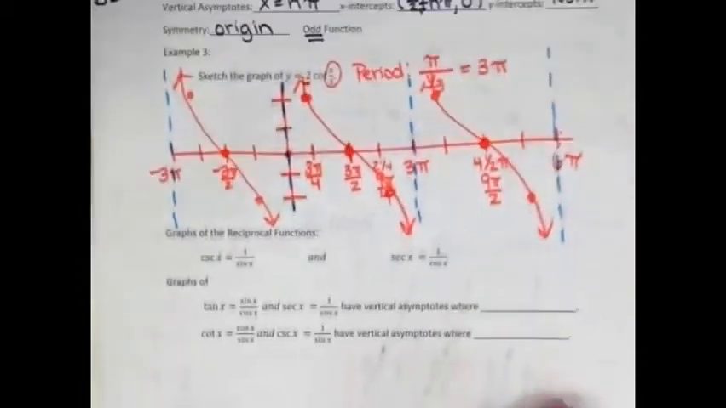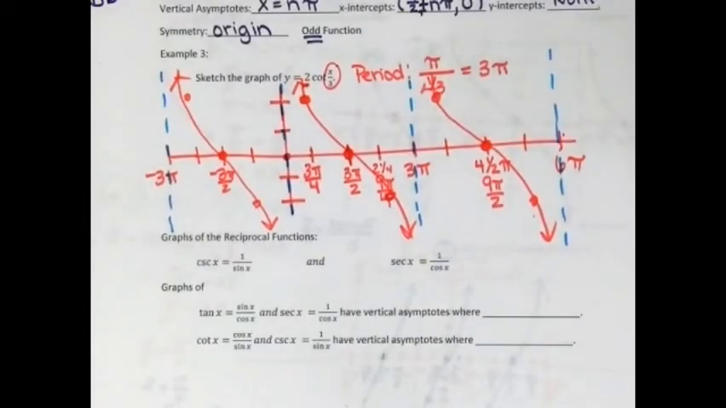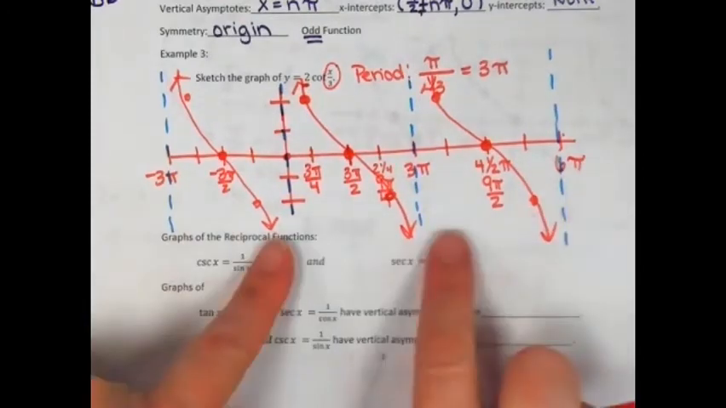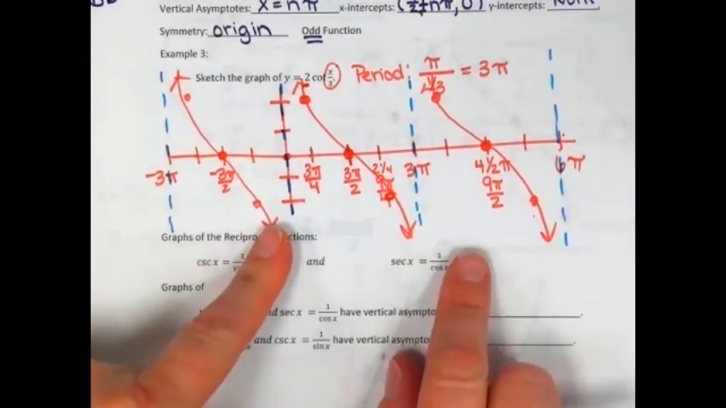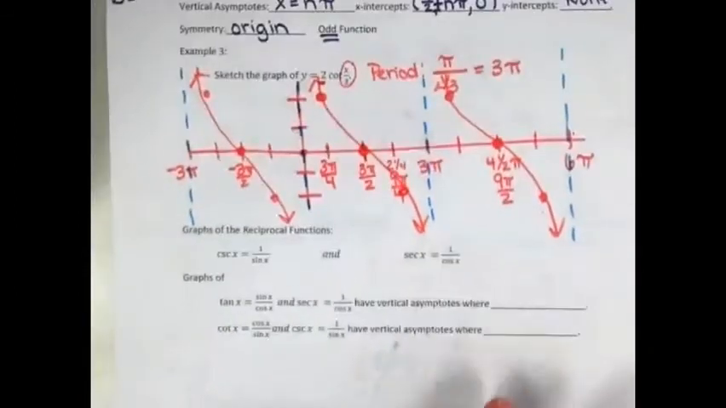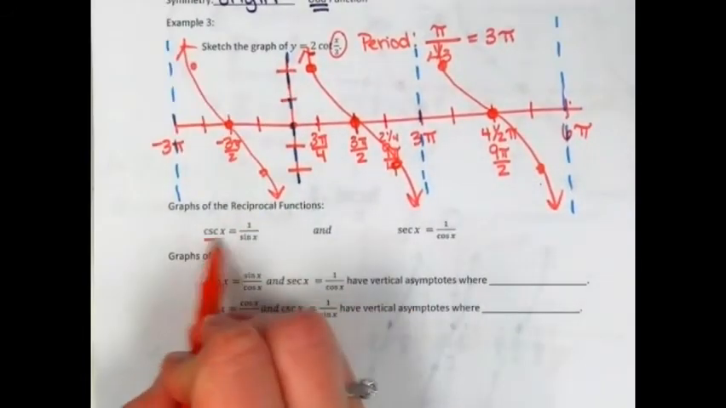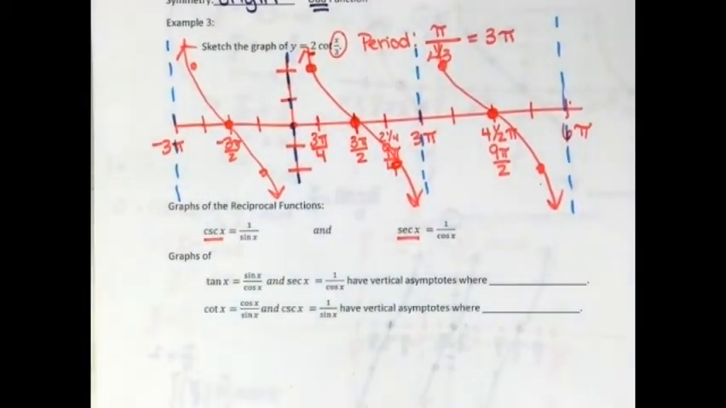All right. Any questions with tangent and cotangent? You see how it changes where our period is, and where our vertical asymptotes are? I think cotangent is actually easier because you're doing from 0 to your period. All right, now let's look at cosecant and secant.